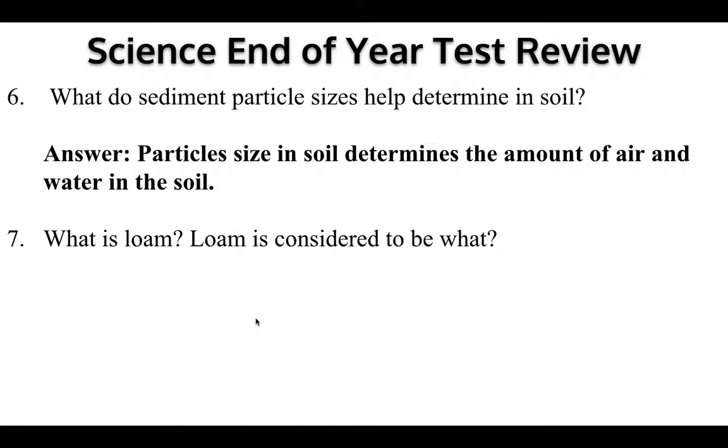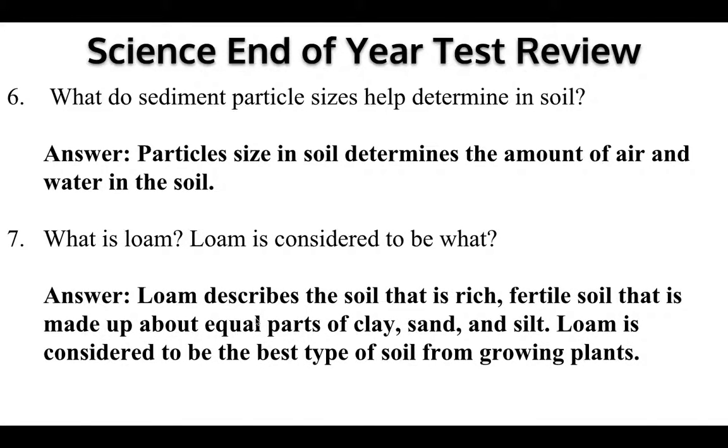Loam describes the soil that is rich, fertile soil that is made up of about equal parts of clay, sand, and silt. Loam is considered to be the best type of soil for growing plants.